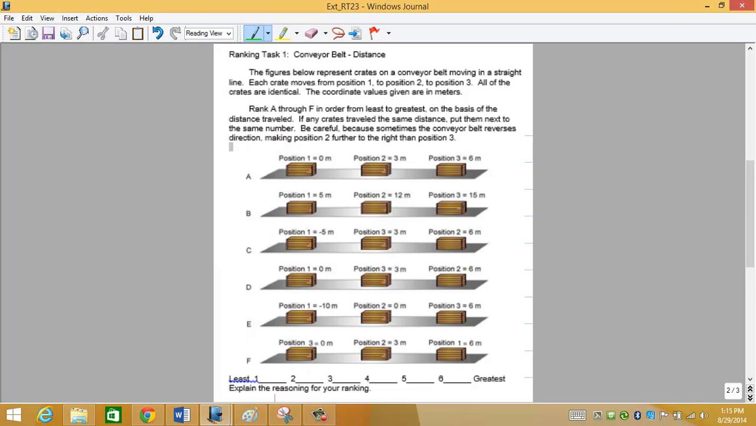Okay, I'm going to do a quick recording of the ranking tasks in Extension 1. I recommended 1 and 3, but we're going to do 1, 2, and 3, and how I would approach these.